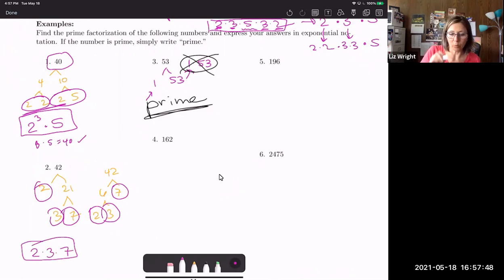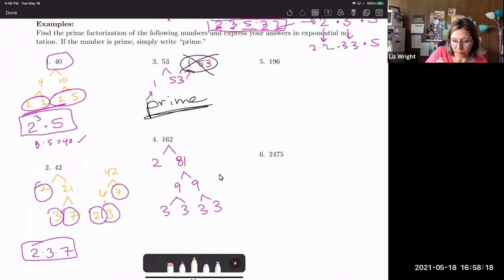So I'm going to do 162, and then I'm going to let you guys do 5 and 6. So 162, maybe we just divide it by 2. And so we'd get 81. So 2 and 81. And then maybe you want to do 9 and 9. And then we're going to do 3 and 3 and 3 and 3. So we're going to have a whole bunch of 3s.